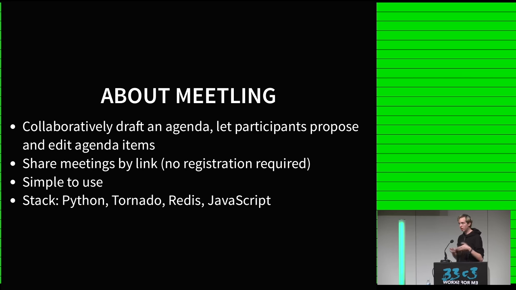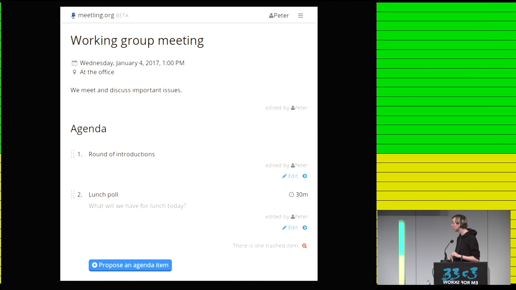So I think most of you know Doodle. If Doodle is for metadata of meetings, like when do we meet, then Meetling would be for the contents of the meeting. What will we discuss? For the tech people, what is the stack? It's Python with Tornado async IO web server. We have a Redis database, some JavaScript, modern HTML, and so on and so on.